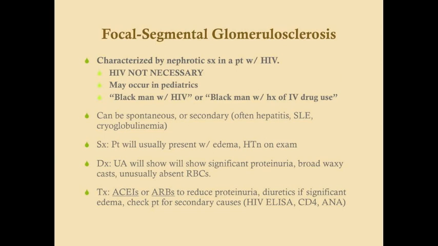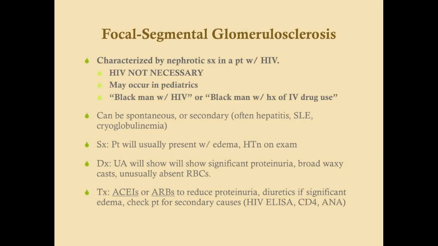And then we move to Focal-Segmental Glomerulosclerosis. So this is characterized by nephrotic symptoms in a patient with HIV. USMLE likes to make these stereotypes. HIV in a clinical setting is not necessary for focal-segmental glomerulosclerosis, but it is highly associated with HIV. This, unlike the previous one, can occur in pediatrics, but commonly the USMLE will give this to you as a black man with HIV or a black man with a history of intravenous drug use. Focal-Segmental Glomerulosclerosis is about 8 times more common in African Americans than in whites. So look for an African American to appear on your question.